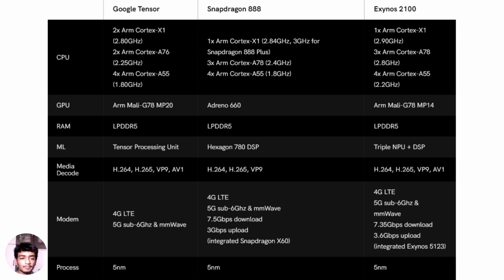RAM of Tensor is LPDDR5. The RAM of Snapdragon is LPDDR5 only, and Exynos uses LPDDR5 RAM. So the RAM used by all of the three processors is the same. So you can see all of the comparisons based on different aspects of our chip.